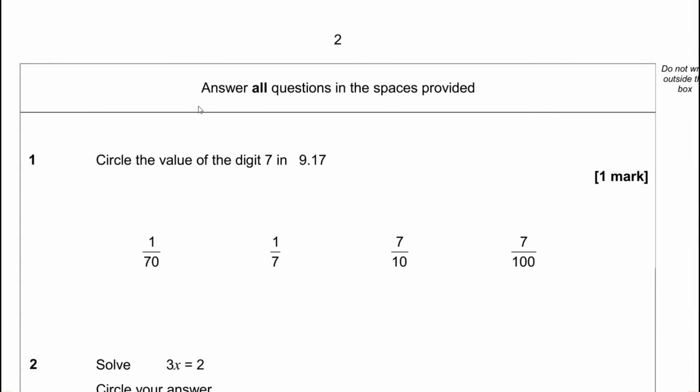First question. Circle the value of the digit 7 in 9.17. So 7 is here, it's in the second decimal place, so I would say it is 0.07. If you ask about the fraction form, then it should be 7 divided by 100. So we have it here.